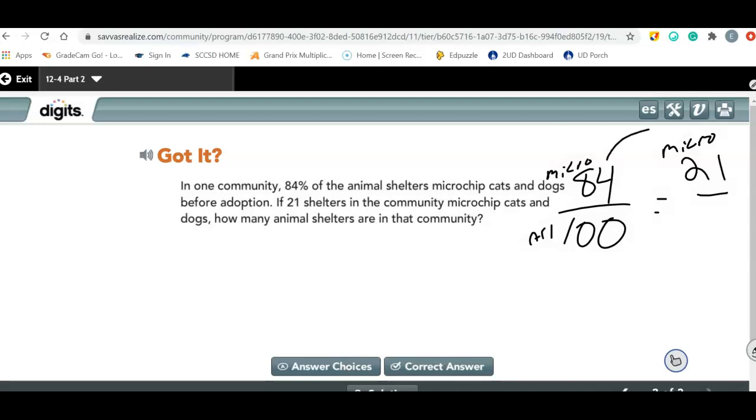So how do we get from 84 to 21? Clayton. Divide by 4. So we're going to do the same thing to the bottom. Divide by 4. So that means there's 25 animal shelters in this community. 84% microchip. If you had a test and you got a 21 out of 25, that's a pretty good score, I would say. Is 84% a pretty good score? Yes. Okay? So those two make sense together.